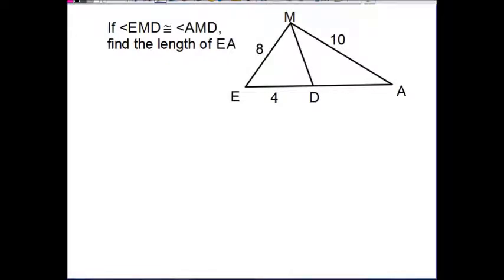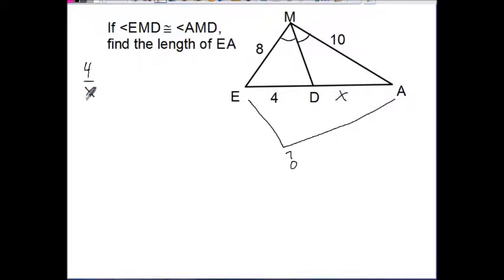And another example. If angle EMD is congruent to angle AMD, let's put those tick marks in. We're trying to find the length of segment AE, this total distance. Now, I see that I have an angle bisector, so let's apply the angle bisector theorem. It says if you take that side that's being split, I'm going to let this piece right here be x, you can make a ratio out of it and set it equal to the ratio of the adjacent sides. I'm going to solve for segment AD first.